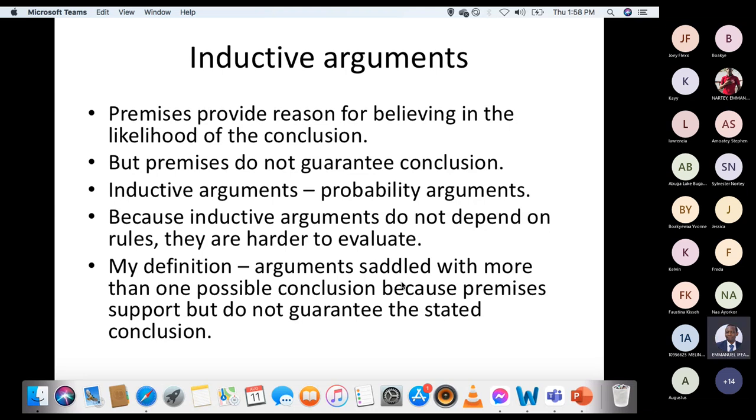Okay, so inductive arguments. By now you know that my own definition of inductive arguments, which is not in your textbook, is that they are arguments that are saddled with more than one possible conclusion, because premises support but do not guarantee the stated conclusion. So that's my summary of inductive arguments. They are arguments that give you the possibility of more than one possible conclusion. And for me, that's the major way of knowing if an argument is inductive.